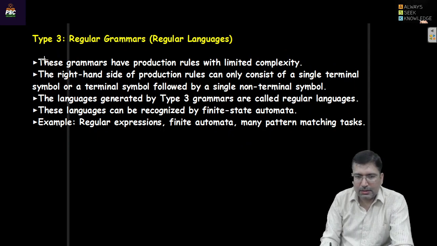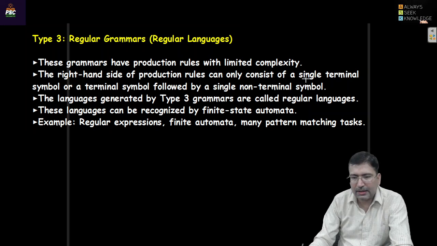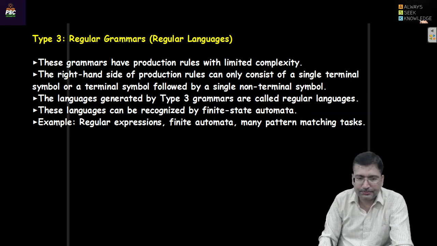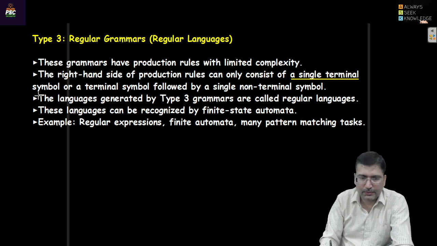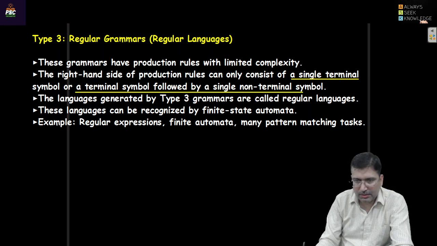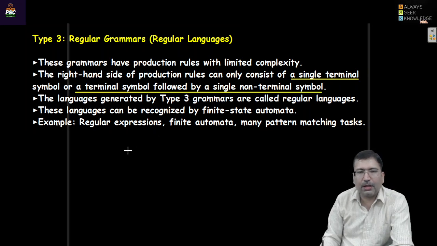Then the third type of languages is considered as regular languages, and they use regular grammar. These grammars have production rules with very limited complexity. The right hand side of the production rule can consist of either a single terminal or a terminal symbol followed by a single non-terminal symbol. So these two types are allowed.